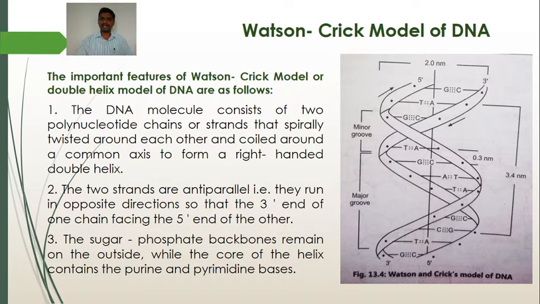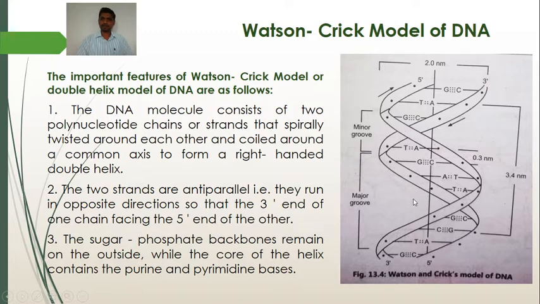The two strands are antiparallel, meaning they run in opposite directions. So the 3' end of one strand is facing the 5' end of the other strand. In other words, one strand runs in 5' to 3' direction while its opposite strand runs in 3' to 5' direction. So the two strands of the DNA are said to be anti-parallel. If we see the ends of these two strands, the 5' end of one strand is facing the 3' end of the other strand. So these two strands of the DNA are anti-parallel.